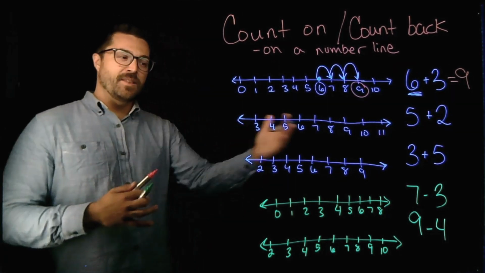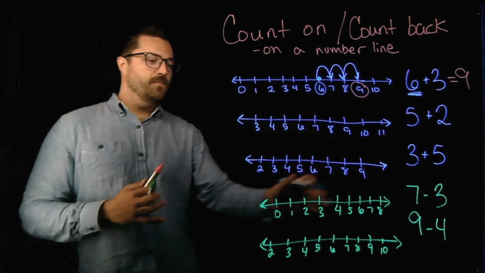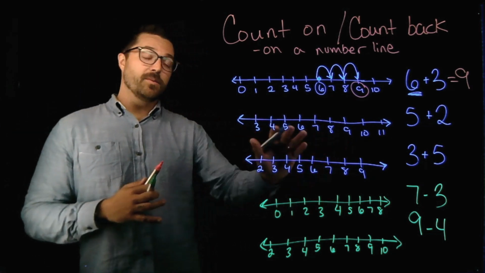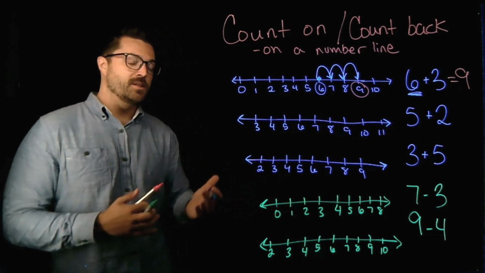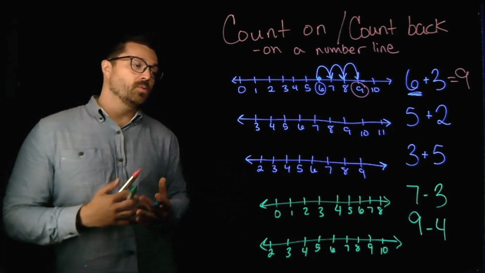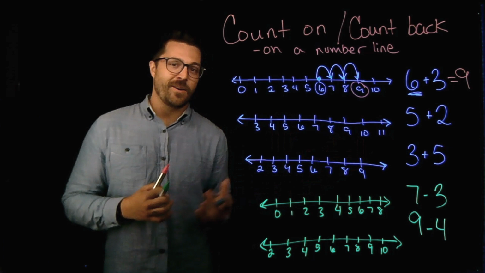We can see that same thing with 5 plus 2. Again, the number line is built slightly different. Want to make sure that students know number lines are flexible tools. They don't always have to start at 0 and go to 10.